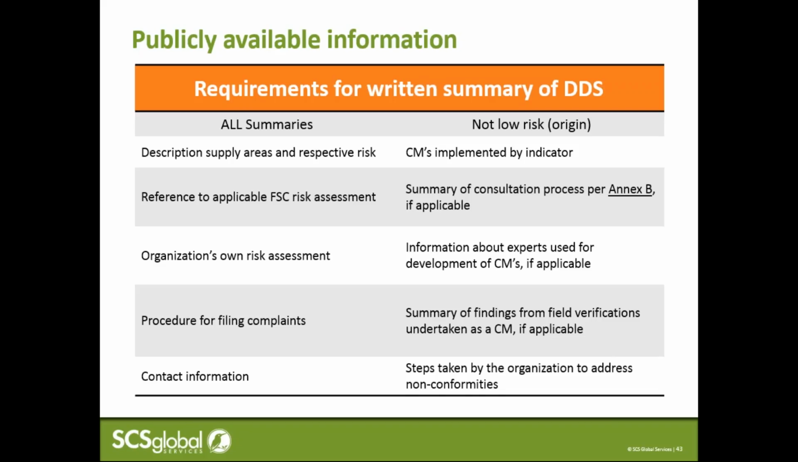For material sourced from areas not designated as low risk at the origin level, public summaries will also need to include the control measures implemented by indicator, a summary of the stakeholder consultation process where applicable, information about any experts used for the development of control measures, a summary of the findings of any field verifications conducted as control measures, and the steps taken by the certificate holder to address any non-conformances identified. This information will go on the certificate holder's public FSC profile.